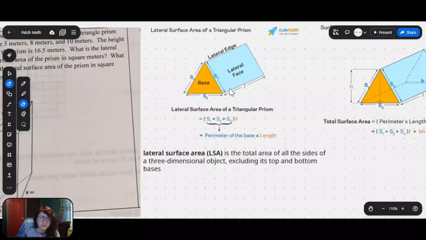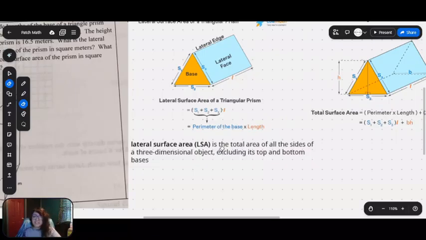Now, let's just say we've forgotten all these formulas. How could we reconstruct them on our exam? That's what I want to dive into before we even look at the problem. The first thing is understanding what lateral surface area means, all right?